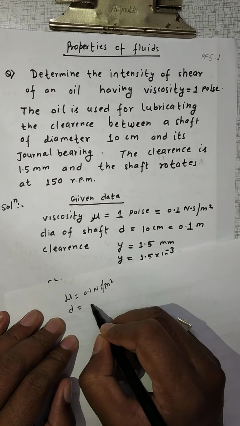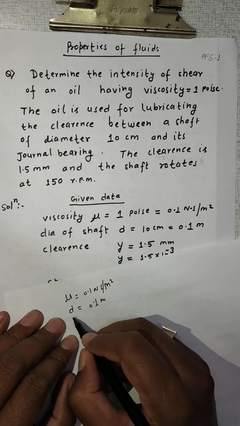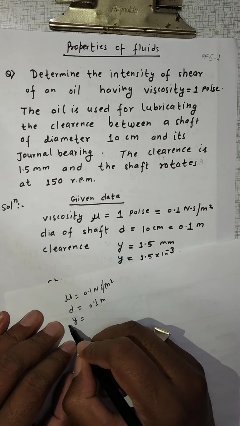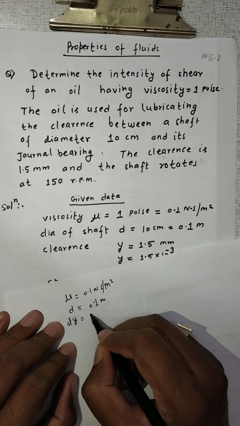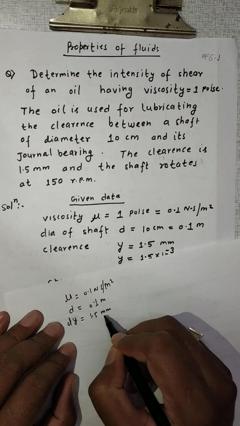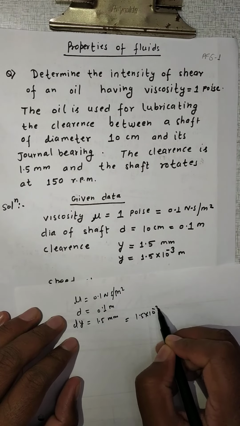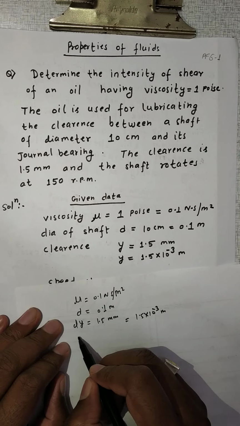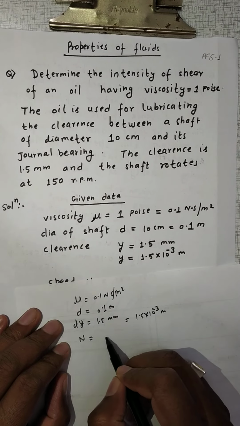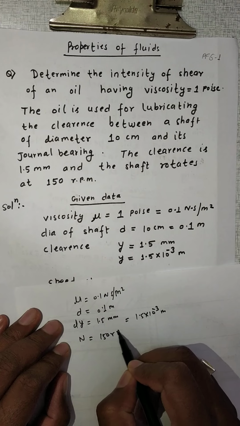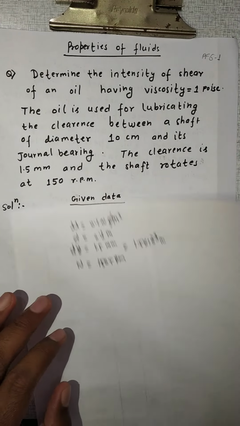this shaft diameter d equal to 0.1 meter, clearance y equal to, you can say dy equal to 1.5 mm, or it will be 1.5 into 10 to the power minus 3 meter, and this speed has given N equal to 150 rpm. Okay friends, this value has given.